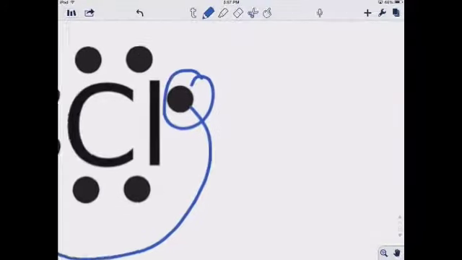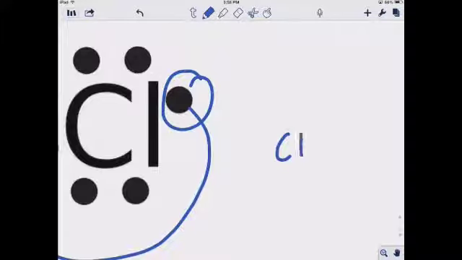So we can say that we have a chlorine and a chlorine, and then we go 1, 2, 3, 4, 5, and we go 6 and 7. And then this chlorine will go 1, 2, 3, 4 and share it right there.